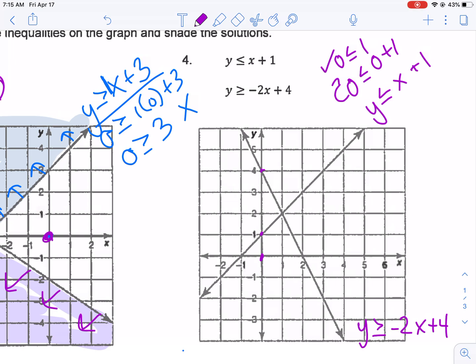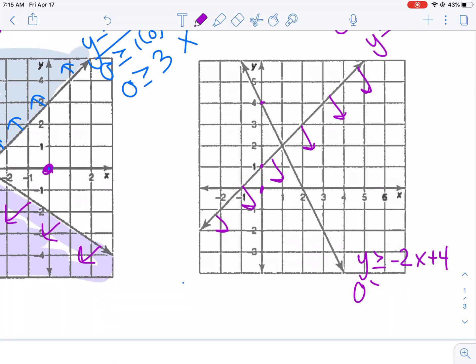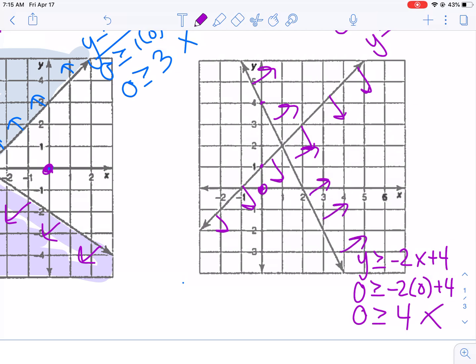True. Okay, shading would go through the origin. How about the other one? 0 is greater than or equal to negative 2 times 0 plus 4? Is 0 greater than or equal to 4? No, it's not. So I'm going to shade, or draw my arrows or shade, going away from this origin. It's not part of the solutions for that second one. So where do my arrows both point to the same section? Right here. All my solutions for the system lie in this region.